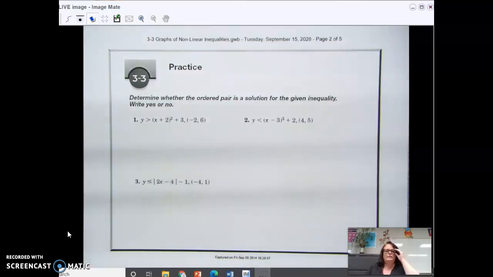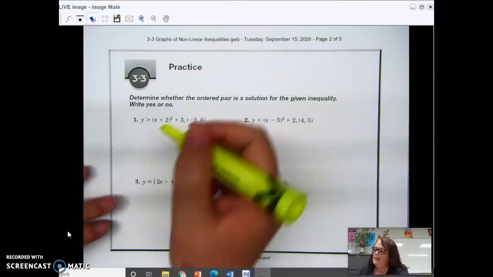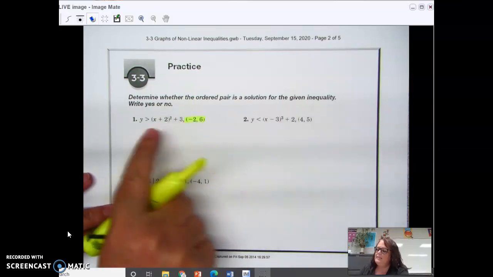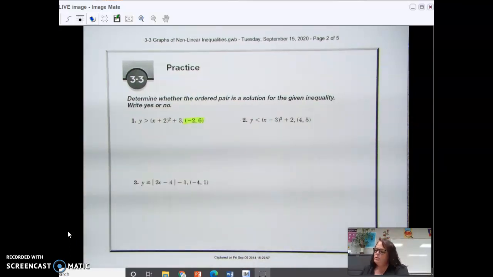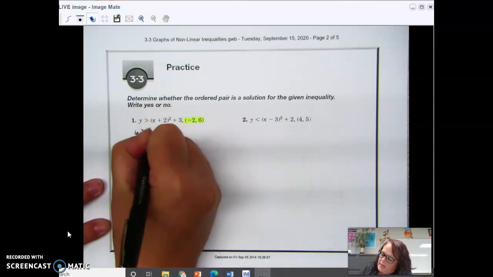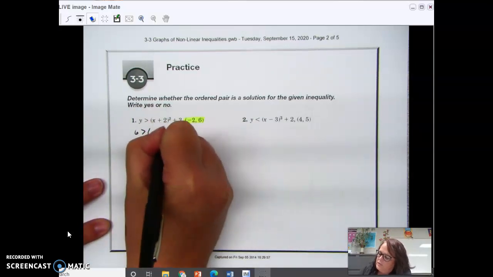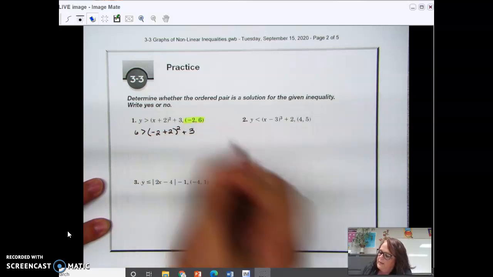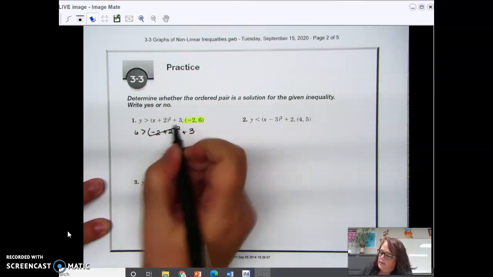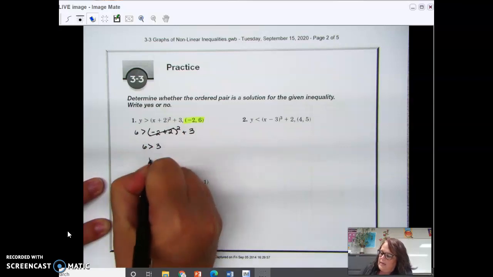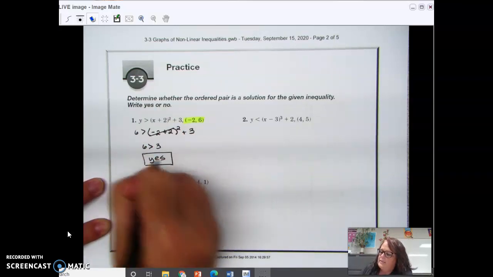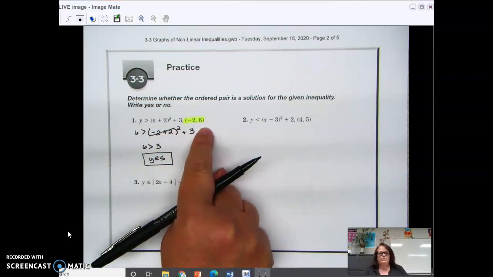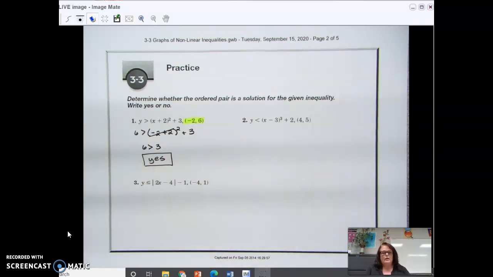All right, so this is going to be asking whether or not each point is in the shaded region, essentially. So we're saying, does this satisfy this inequality? So if we substitute 6, we're going to say 6 is greater than -2 plus 2 squared plus 3. So notice this becomes 0, and the question is 6 greater than 3? And the answer is yes. So what that means is this point should be in the shaded region for that function. So take a moment and see if 2 or 3 would be a yes or a no.